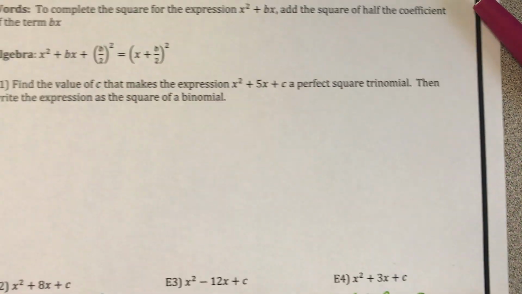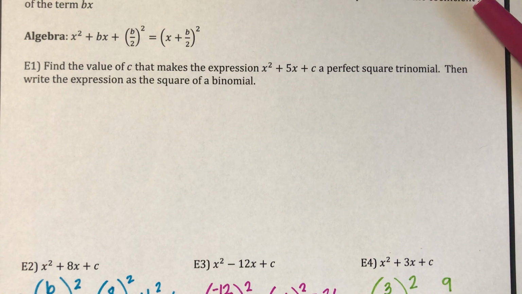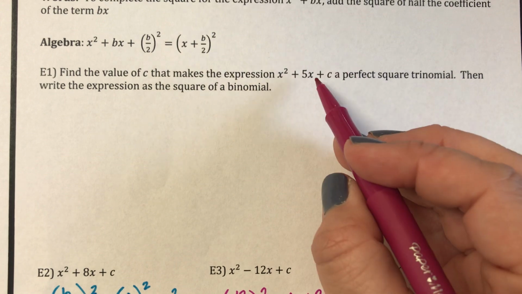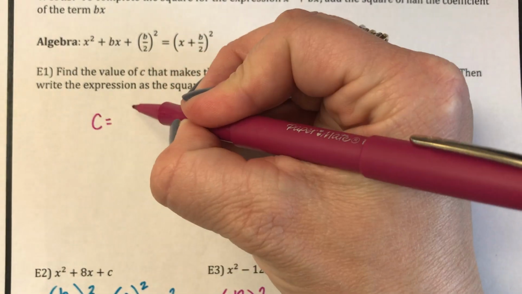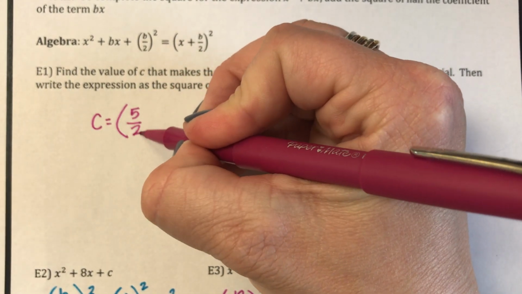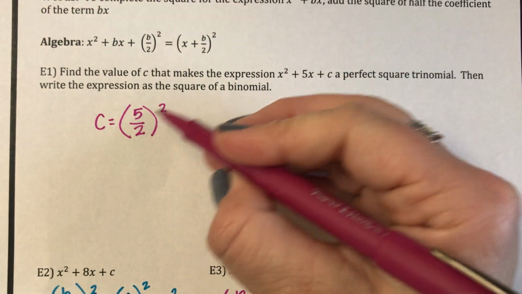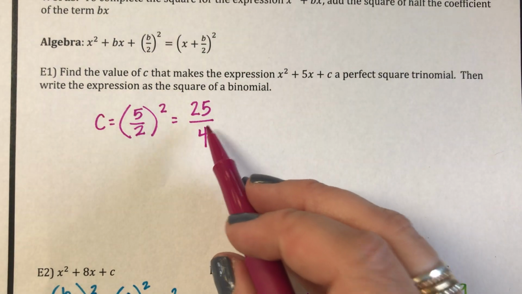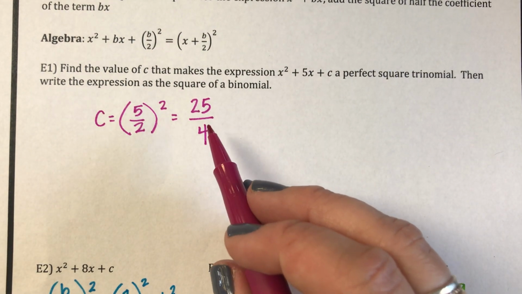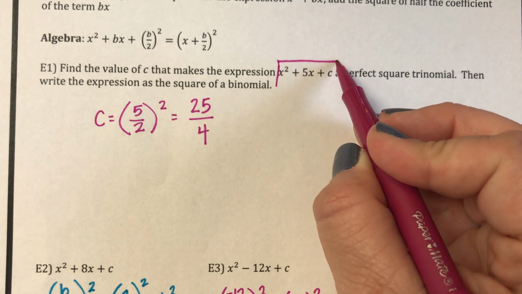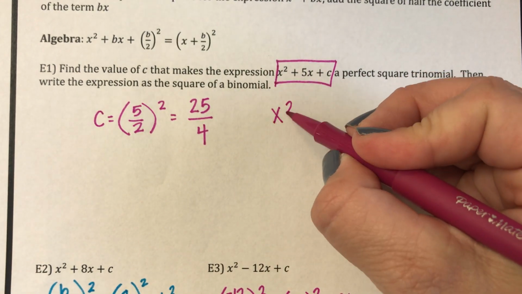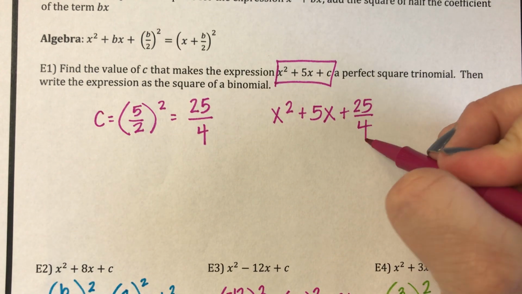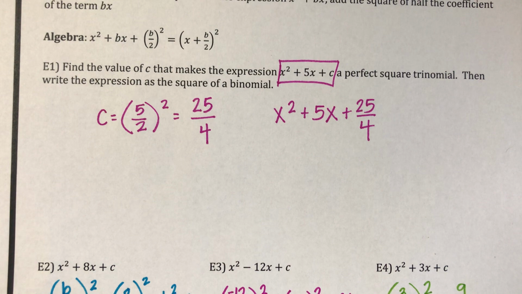Okay, so now let's come back up here to number 1. I feel like it's a little bit easier to look at it now. So on number 1, b is 5. To find out what c is, we do b over 2 squared. 5 squared is 25, 2 squared is 4. So this would be the c value, 25 over 4. If I were to plug it in up here for c, I would have x squared plus 5x plus 25 over 4.